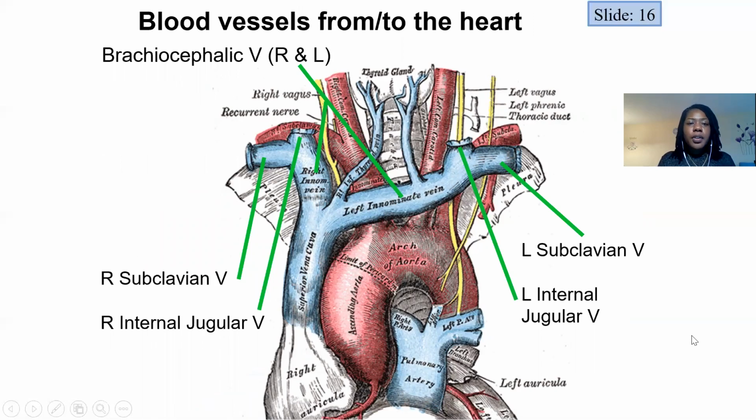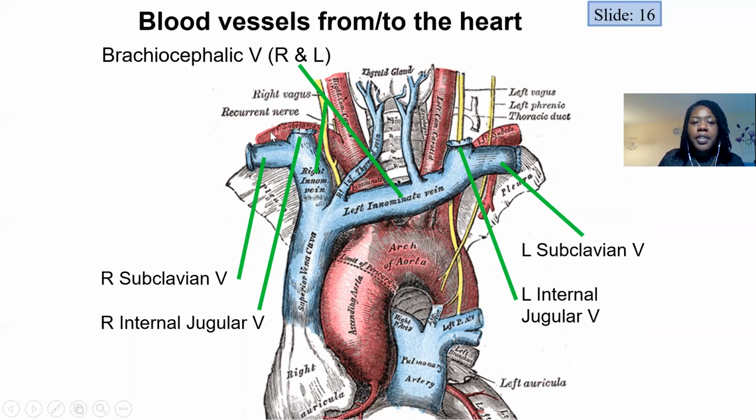Let's talk about some of the other major vessels here. So the subclavian vessels should be familiar to us. We talk about the subclavian vessels when we look at the vasculature of the upper limbs, the upper extremities. So we've got the right subclavian vein being accompanied here with the right subclavian artery.